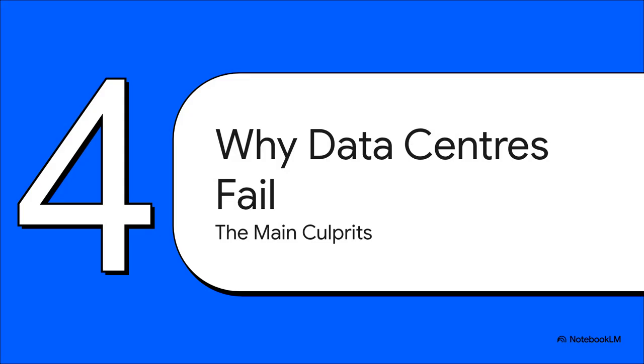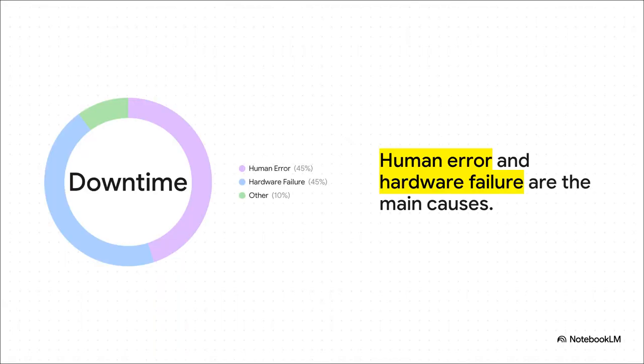Which brings us to Section 4. Why do data centers fail? This is the vital question. If we're pouring billions into high-tech gear, redundant cooling, and backup generators, why are these mission-critical sites still experiencing catastrophic crashes? Well, the reality is actually pretty surprising.